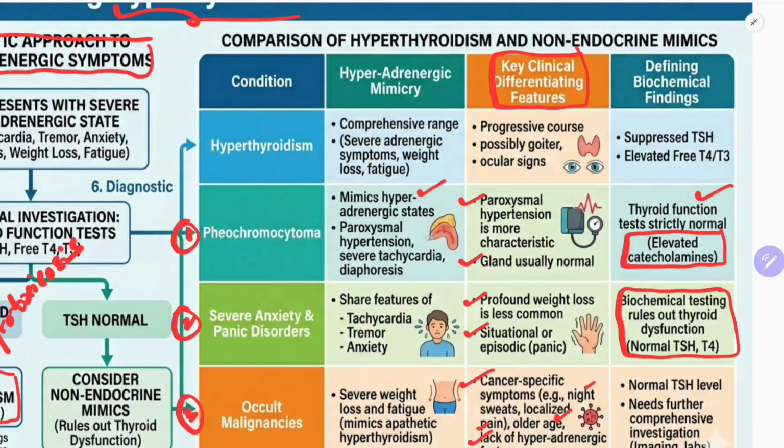Whereas in anxiety disorders, you will have tachycardia, tremor and anxiety. In occult malignancies, the patient will have severe weight loss and fatigue, which mimics apathetic hyperthyroidism. But in all these conditions, thyroid function tests will be normal. So basically, we should differentiate three non-endocrine mimics. Number one, top of the list, is pheochromocytoma. Number two is anxiety and panic disorders. Number three is occult malignancies. In clinical findings, you will have no thyroid enlargement, no eye disease. Mainly no thyroid enlargement, and thyroid function tests will be normal.